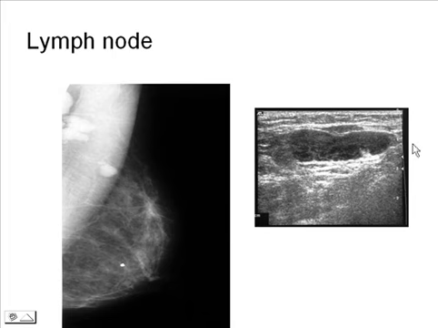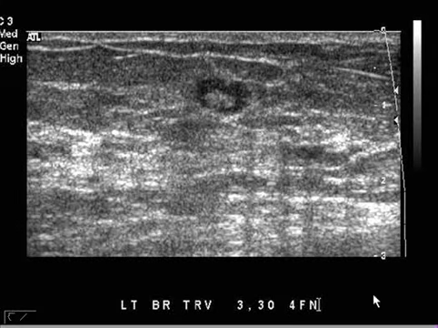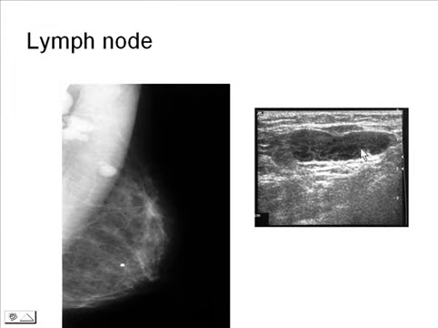Here's an abnormal lymph node. Abnormal because it doesn't have a nice centered fatty hilum. Rather, the fatty hilum is displaced over to the side. The lymph node looks a little bit more hypoechoic than it should. It hasn't lost its nice ovoid shape yet. Really markedly abnormal lymph nodes will turn round and large.